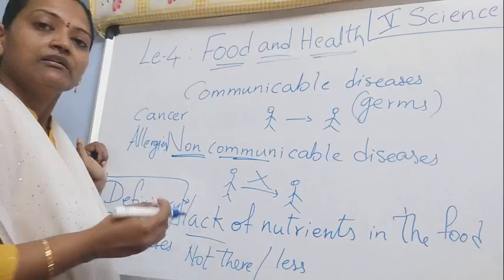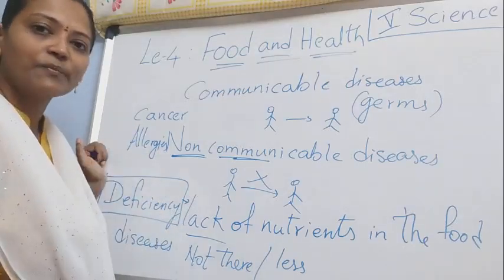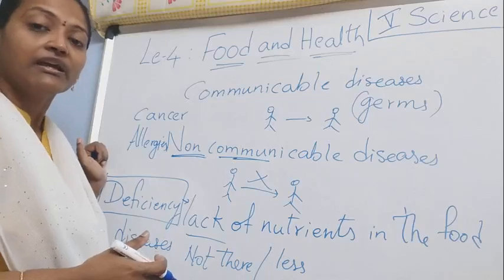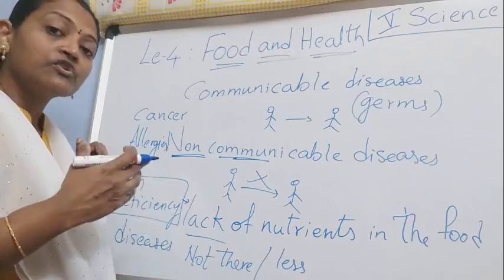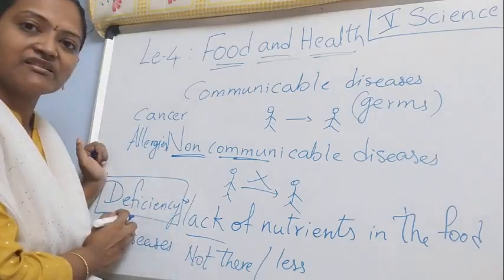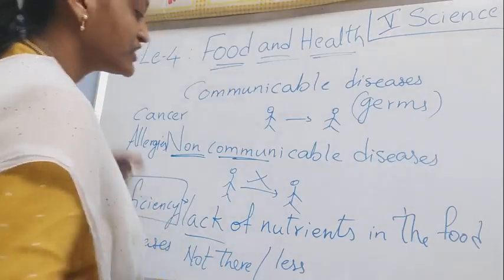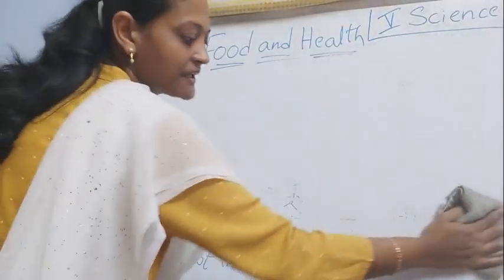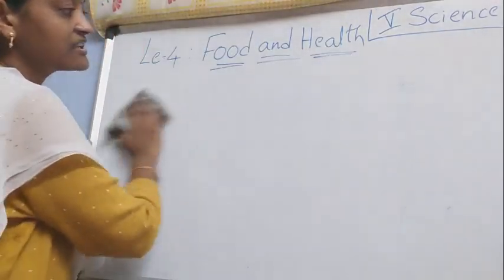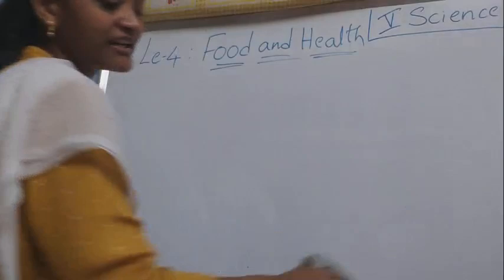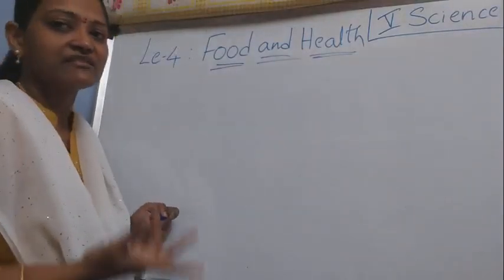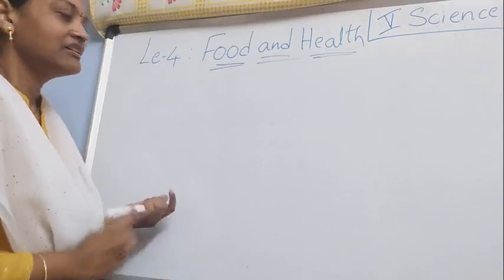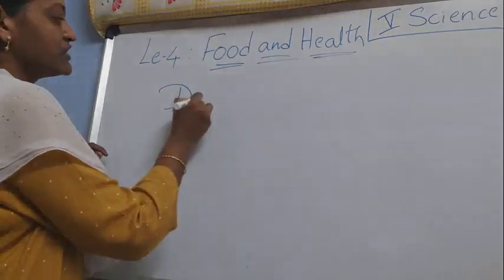If the food you are taking does not have proper, balanced amounts of nutrients, then what happens? A disease will be caused for the person. So which type of diseases are those? Deficiency diseases, right? Now we'll see about deficiency diseases in this class, right children? So communicable diseases are mainly caused by germs, but deficiency diseases are mainly caused by the lack of nutrients in the food. Lack means very less or not at all there. What is not there? Nothing but nutrients, right children? Now coming to deficiency diseases.